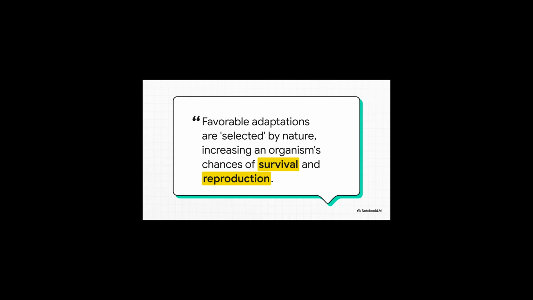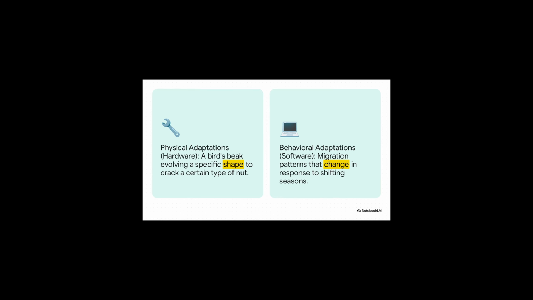Well, it's basically one giant, continuous field test. The environment itself is the ultimate quality control inspector. This process, natural selection, is what decides which designs work and which ones don't. Any trait that helps an organism survive and reproduce gets selected and passed on, constantly improving the design over millions and millions of years. And these upgrades come in two main flavors.